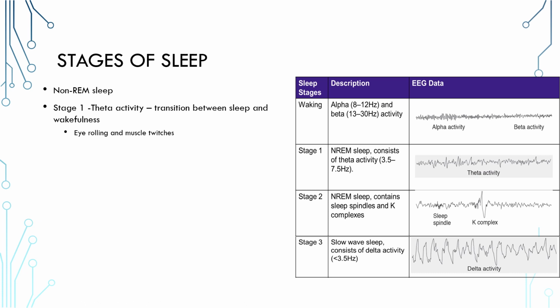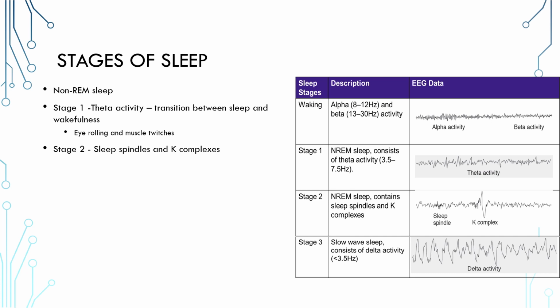What we see during stage 1 is typically some eye rolling happening, maybe some muscle twitching. This is not rapid eye movement sleep. This is also not deep sleep yet. This is kind of the transition between being awake and asleep. Then from stage 1, the person will move into stage 2 sleep.